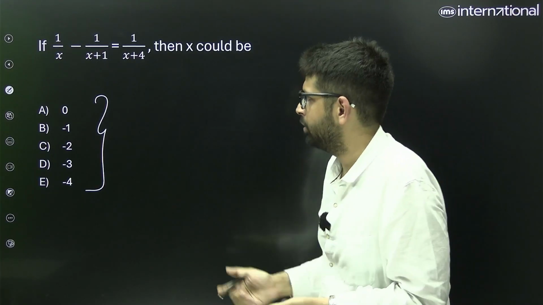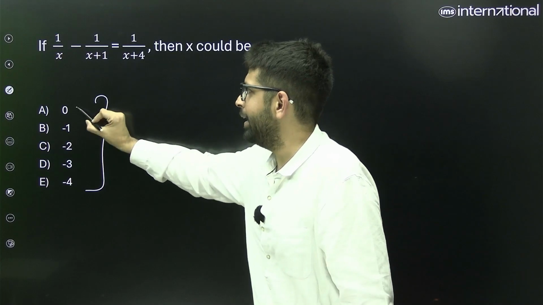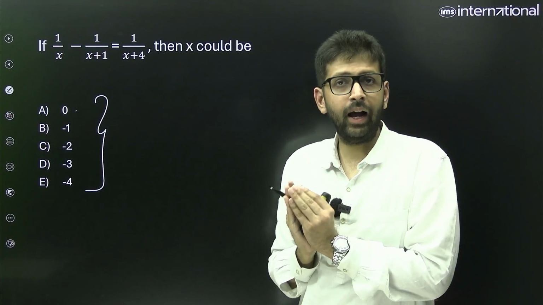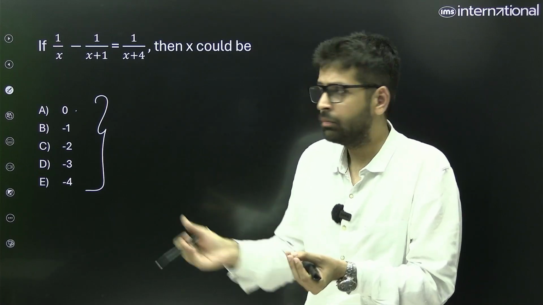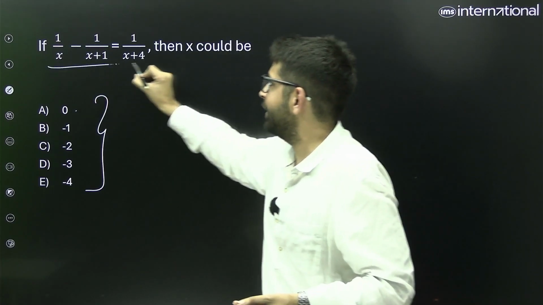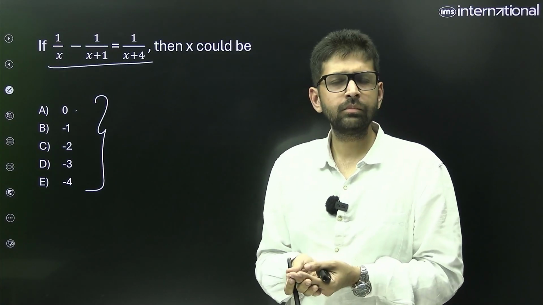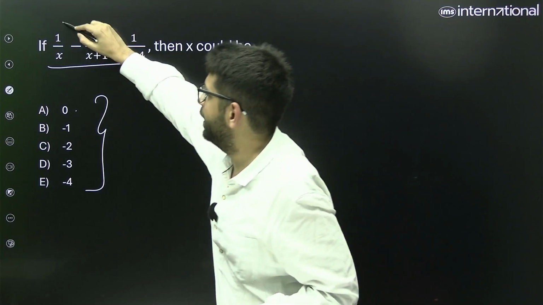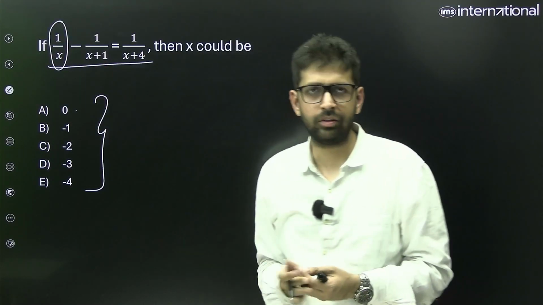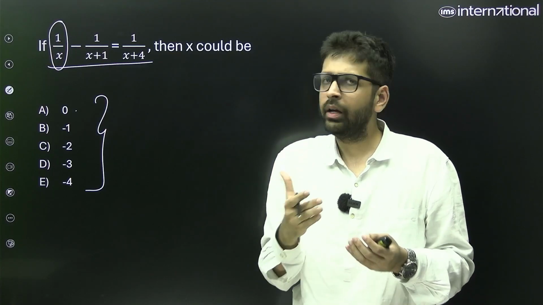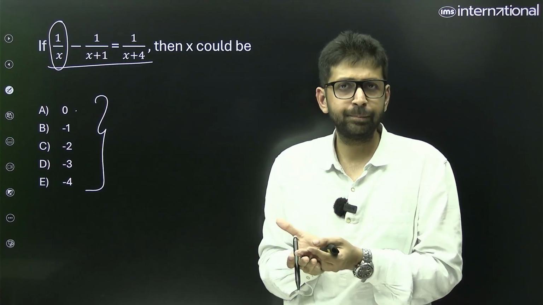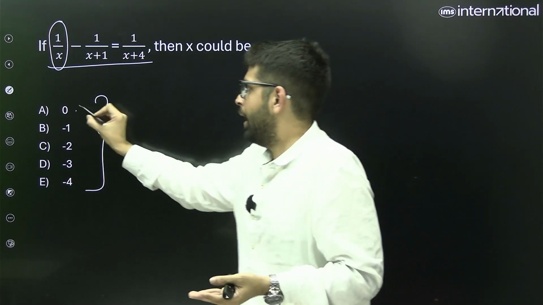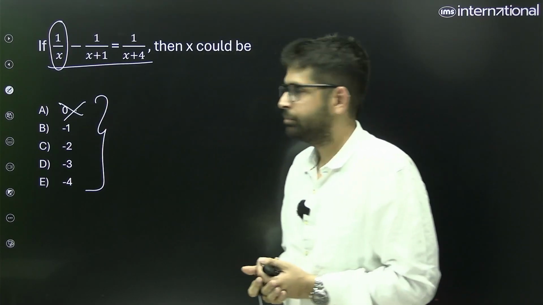Why do I say this? Look at the options. Option A is 0. Now, assuming that was the correct answer, what does that mean? 0 would be satisfying this equation. Now, can 0 satisfy this equation? The answer is no, because my very first term is 1 upon x and 1 upon 0 is going to be an undefined number. So therefore, 0 cannot be the answer, right? And therefore, I can eliminate option A.